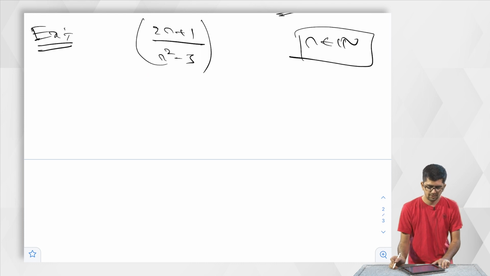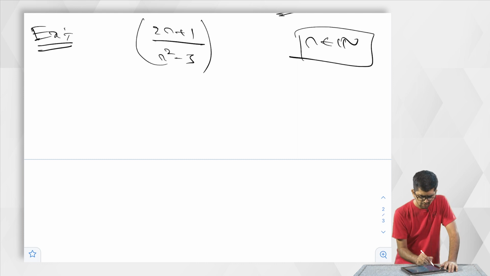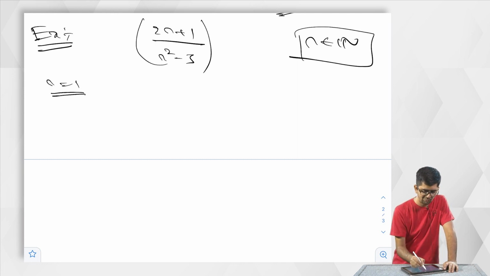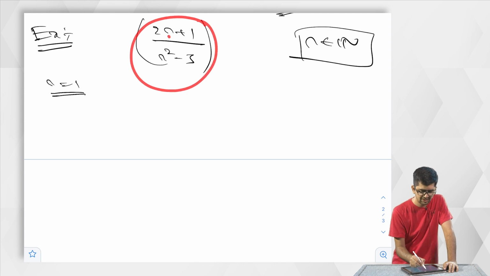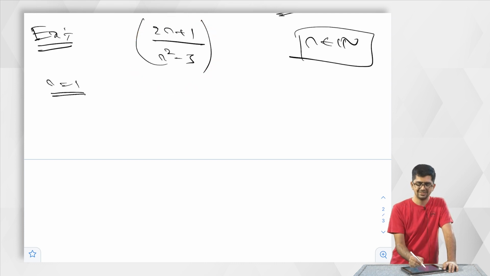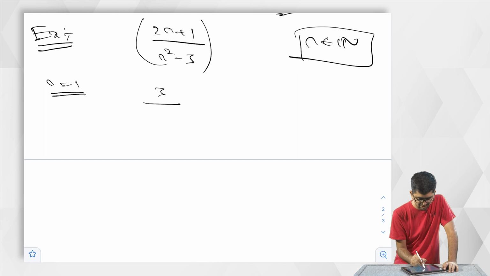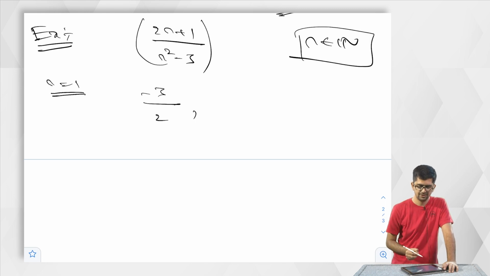So, let us at least write down some first few elements of this. For n is equal to 1, what is this? 2 times 1 plus 1, that is 3, over 1 square, which is 1, as far as I know. 1 minus 3 is minus 2, so minus 3 by 2, nice.